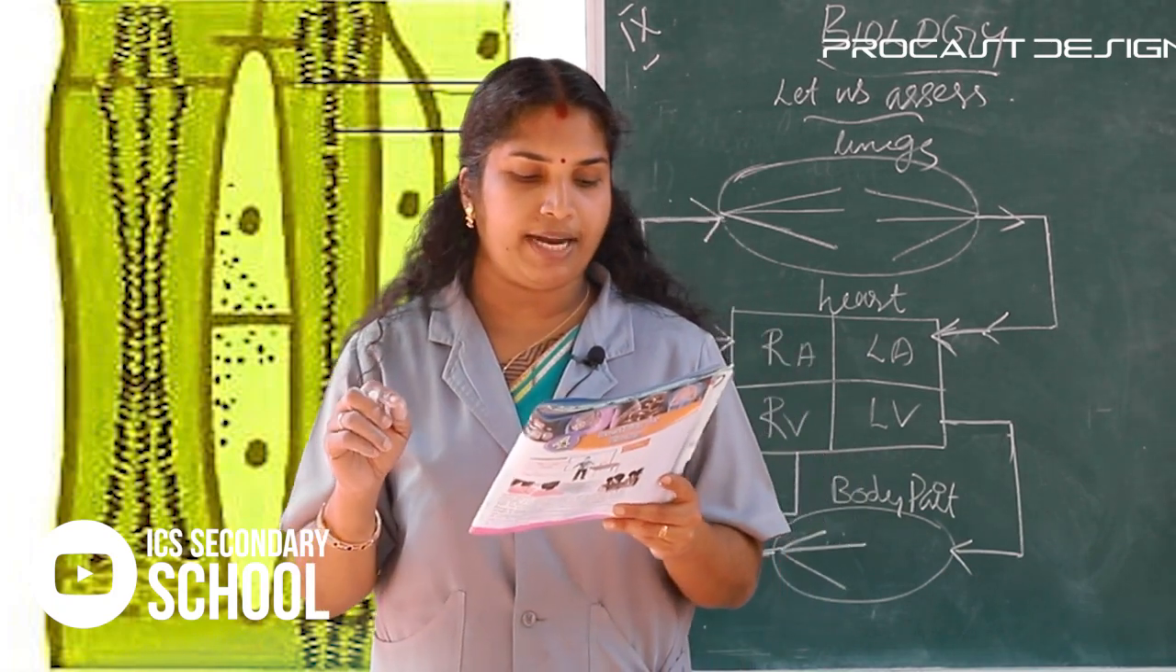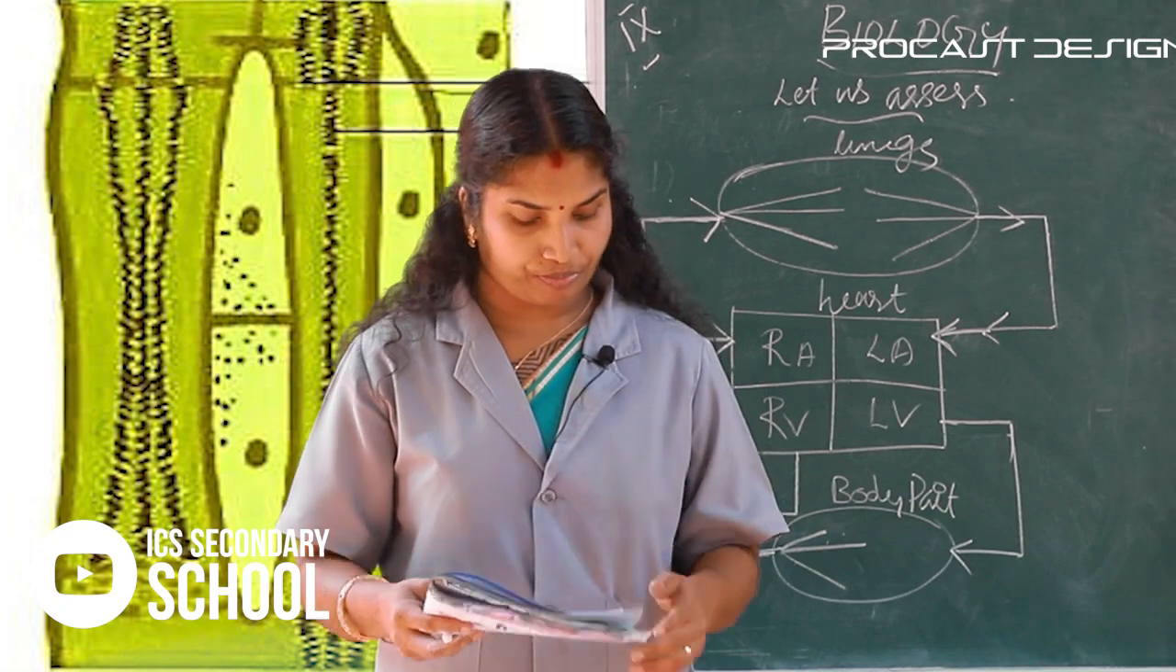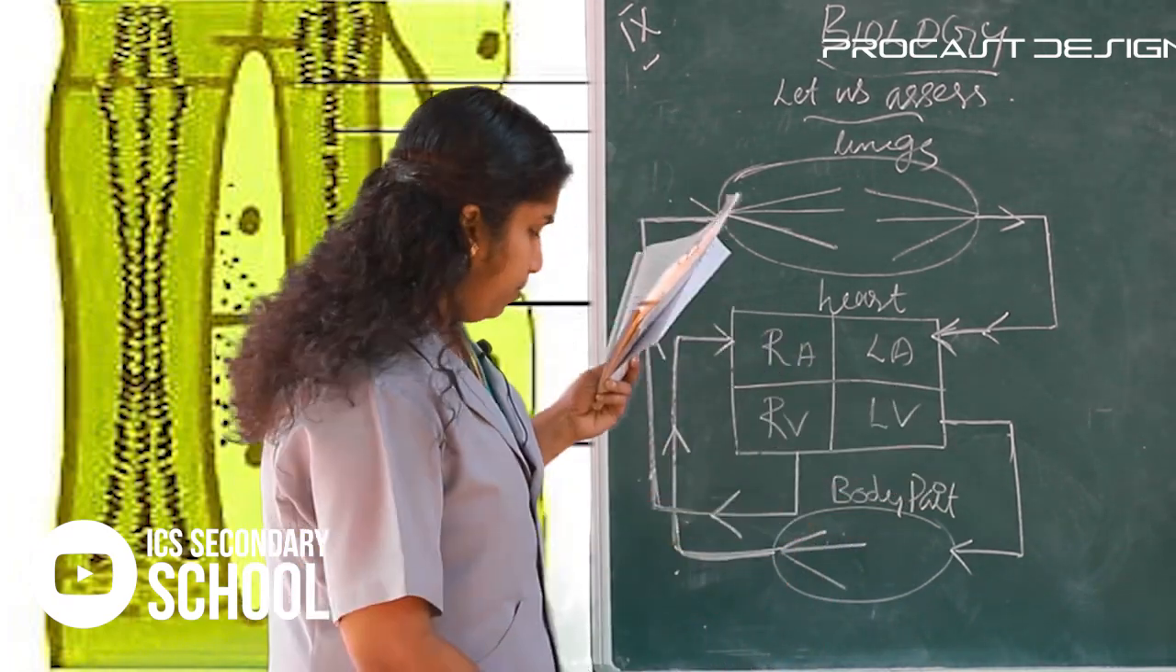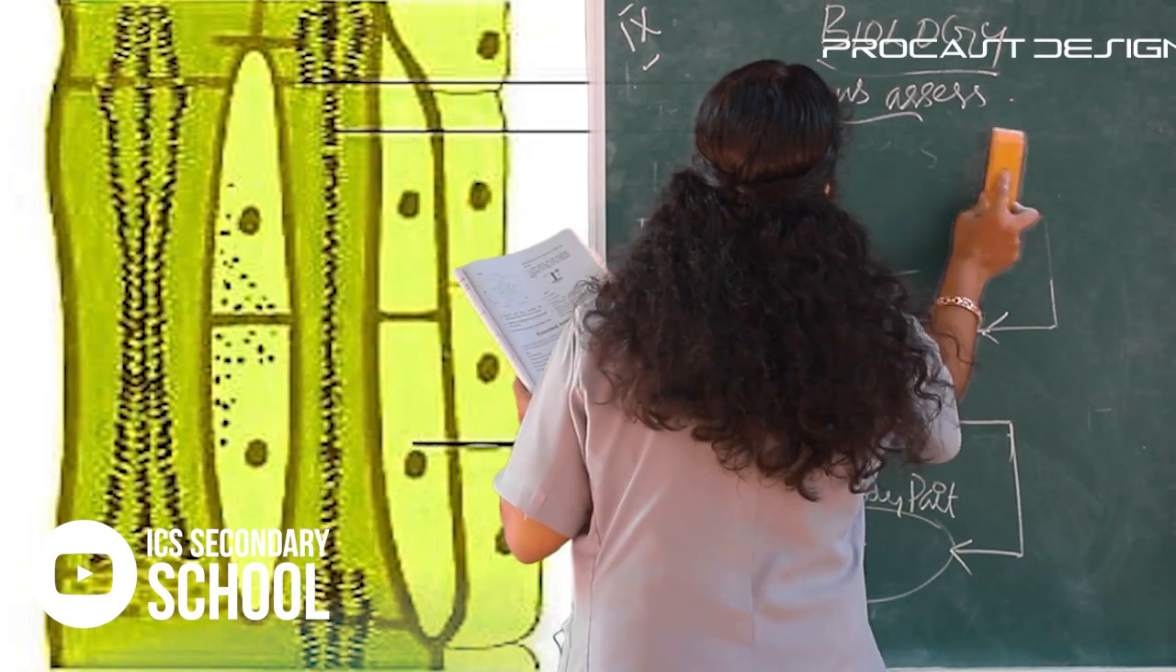Name the process by which the water absorbed by the root reaches the leaves. Osmosis, root pressure. Okay, second one, next question answer, please note.